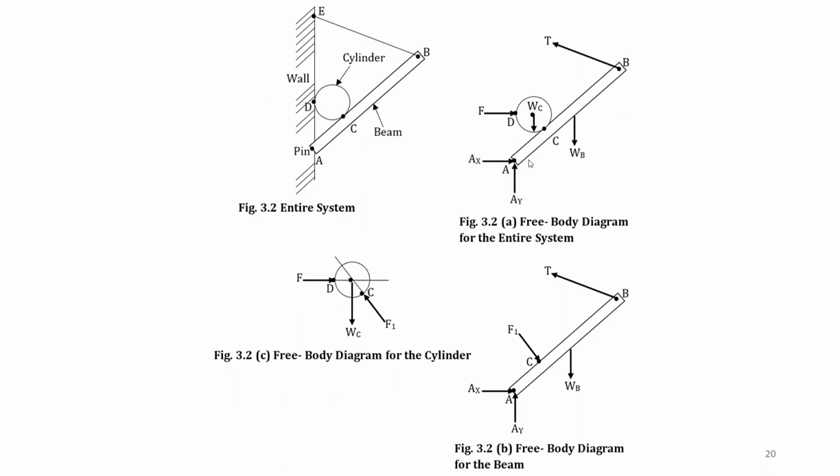So if we consider the point A, mind you, it's a pin support. And as we stated earlier, for a pin support, we have 2 reaction forces, one in the X and then one in the Y. You see. And that point is labeled A. So the one in the X we say is AX, and the one in the Y we say is AY. That is for the point A.